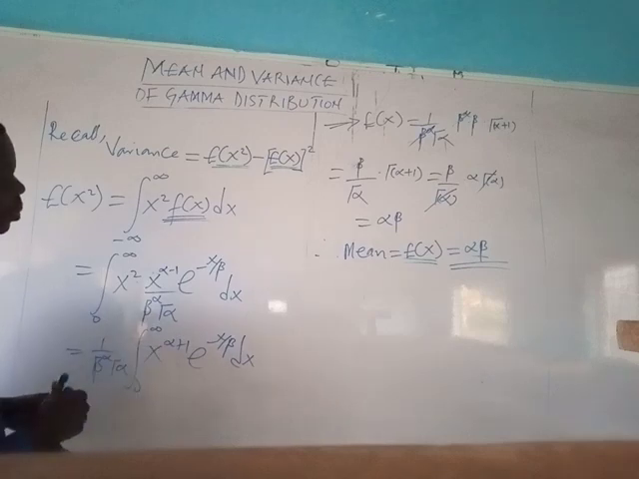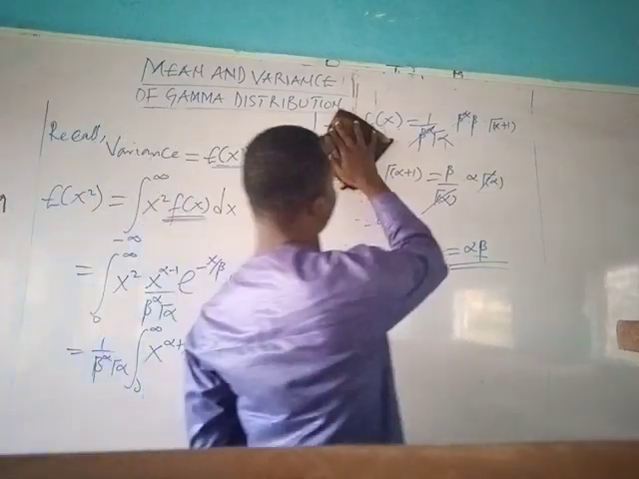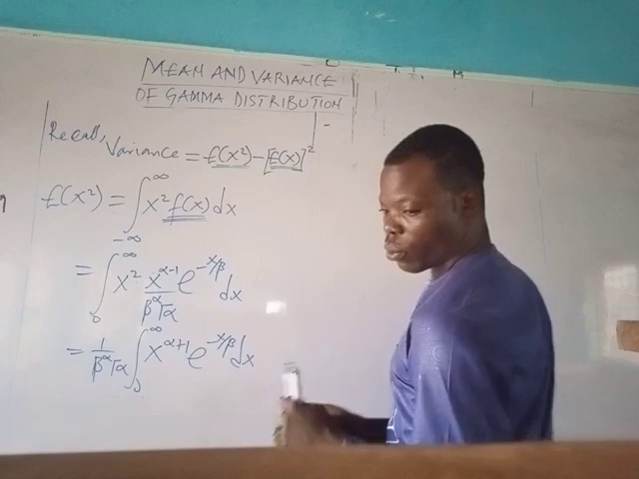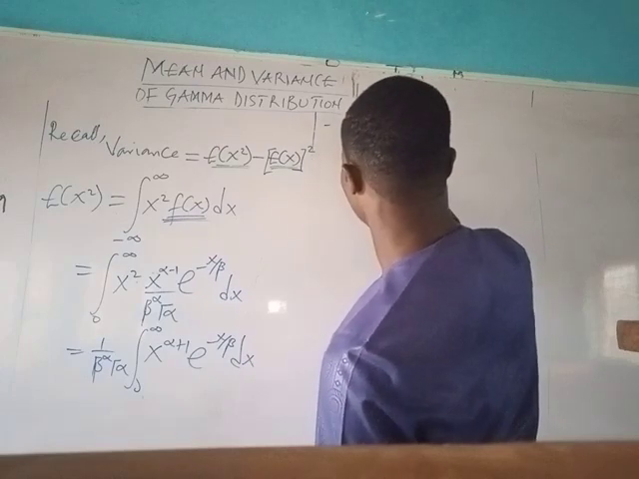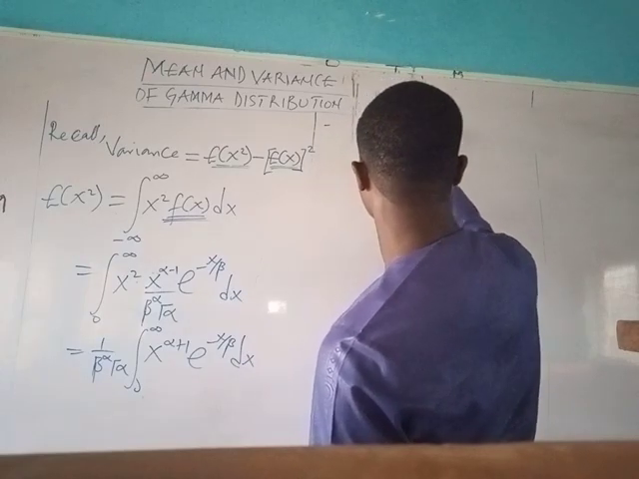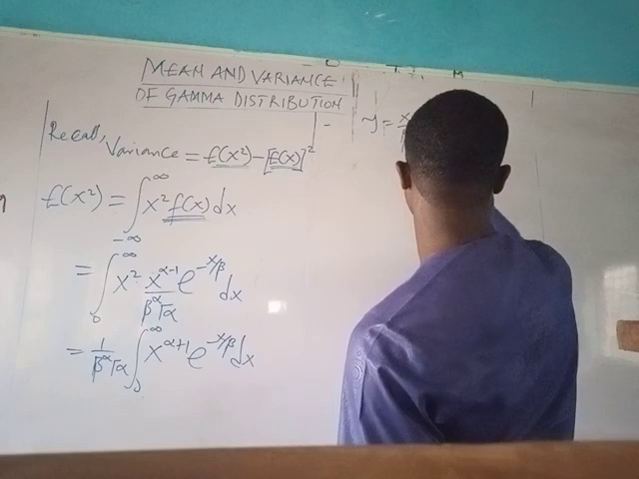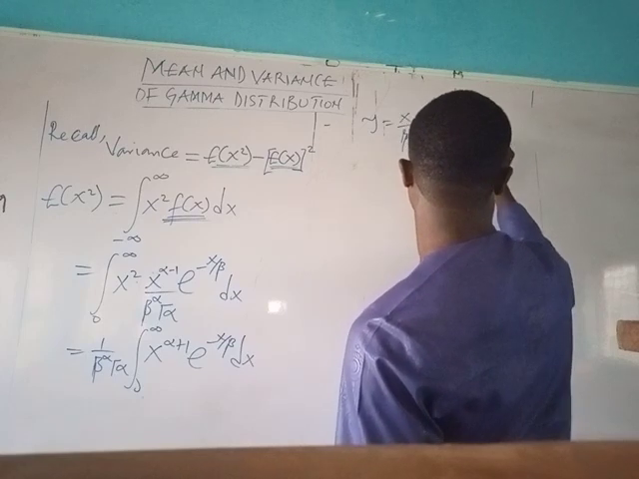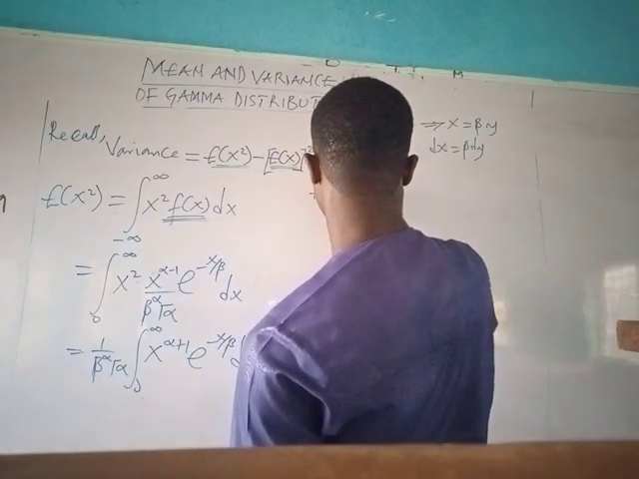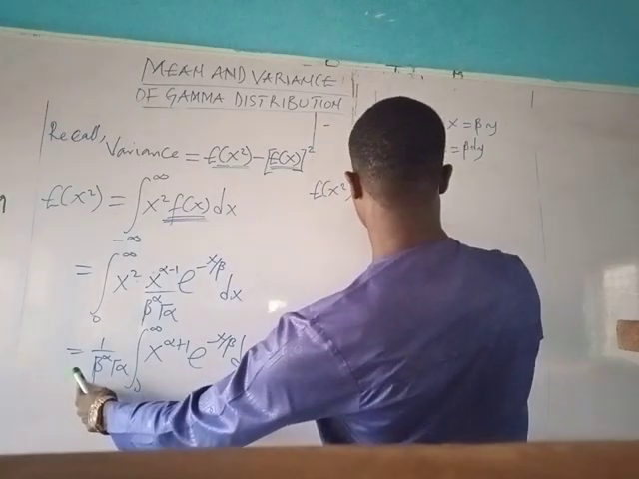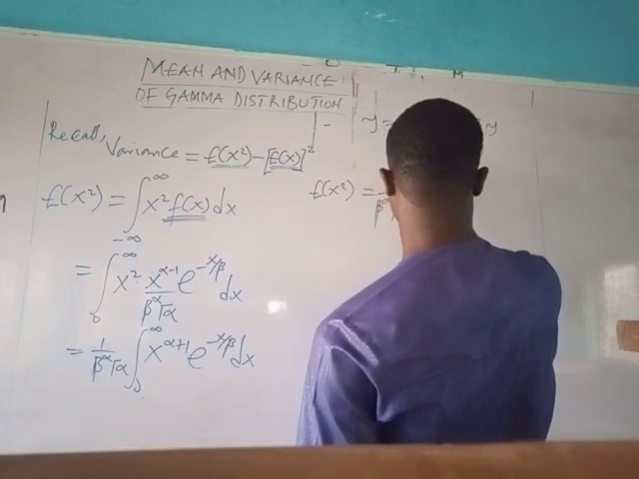If you still remember, when we were calculating the mean the other time, we discovered that our y is equal to x over beta, which gives x to be beta y. So the x is given to be beta y. We are going to substitute everything here again, so that the expected value of x squared will be equal to 1 over beta alpha gamma alpha integral 0 to infinity.